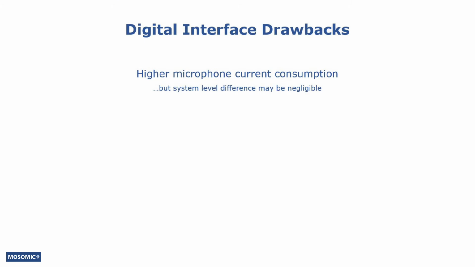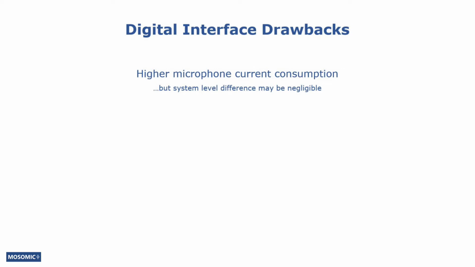Digital interface microphones also have some drawbacks as compared to analog interface microphones. Due to the analog to digital conversion done in the microphone, digital microphones tend to consume more current than analog microphones that have the same performance level.